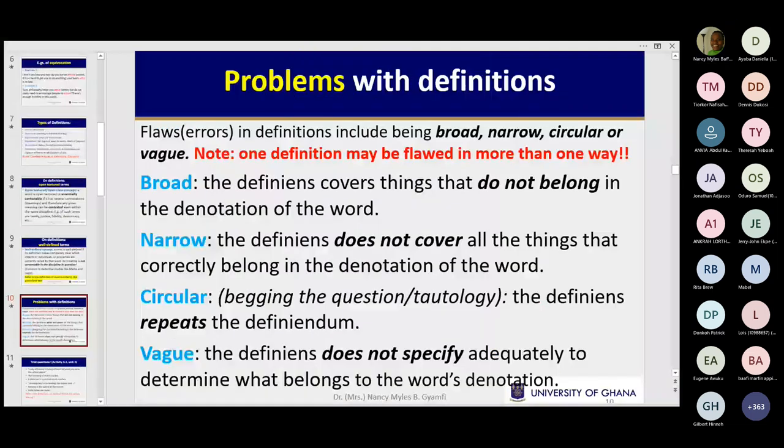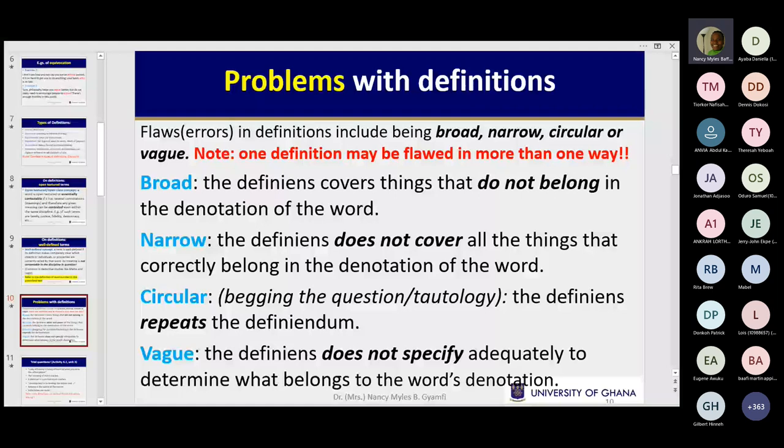Now see, on the screen now, the problems that we can have with definitions. You don't know a word. I say, if you don't know it, look at what? The definitions. So if I ask you, what is philosophy? They say, oh, philosophy is the study of the works of Plato.